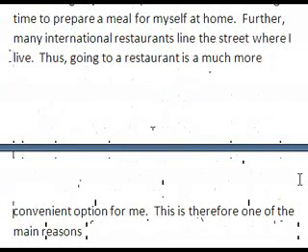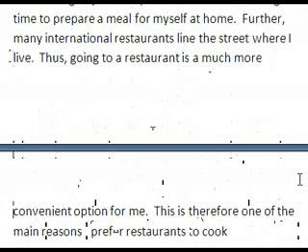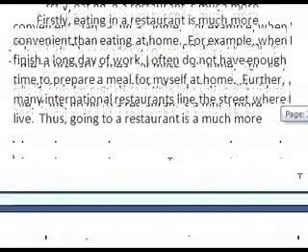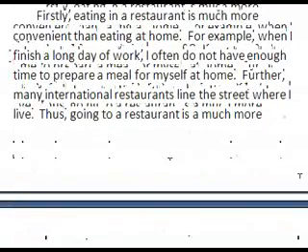Okay, and then finally the last sentence, all it's doing is linking this whole paragraph to the idea of the topic. So we would say something like, this is therefore one of the main reasons I prefer restaurants to cooking at home. So when we look at this last sentence, we're linking it directly to our thesis, which is basically that we like restaurants better than cooking at home. That's what we like to do better.